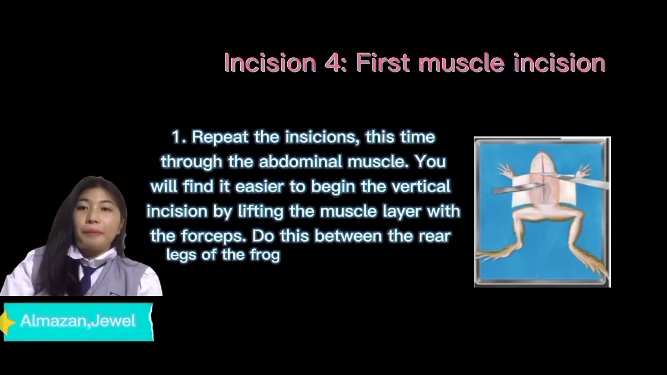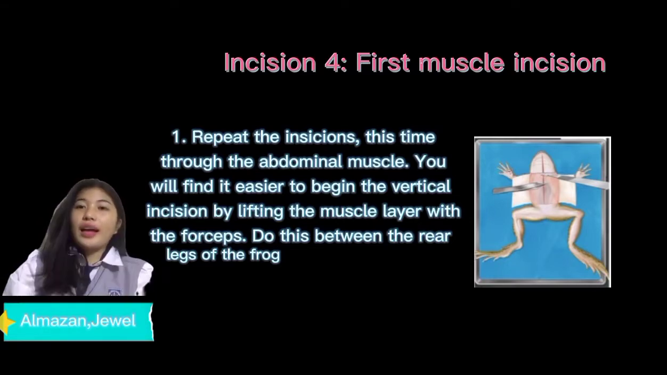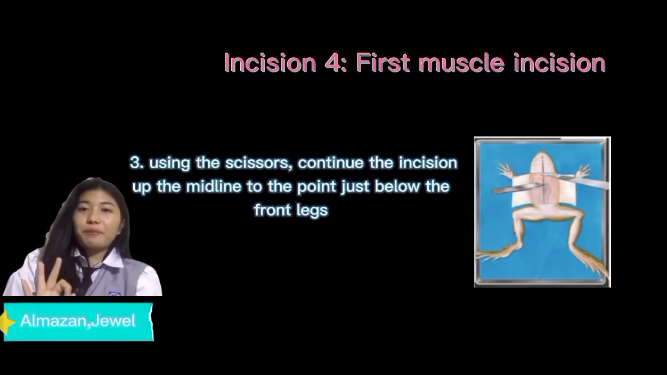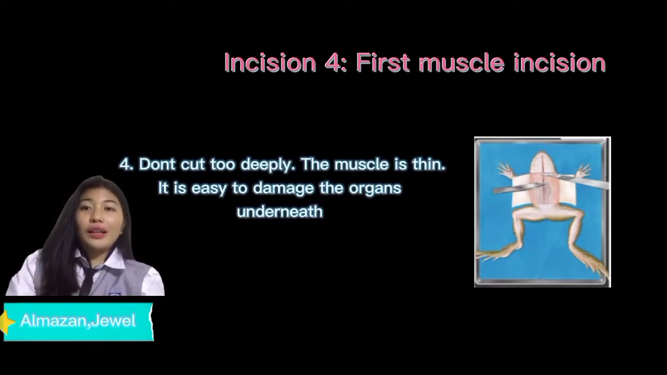First step. Repeat the incision. This time, through the abdominal muscle, you will find it easier to begin the vertical incision by lifting the muscle layer with the forceps. Do this between the rear legs of the frog. Second, make a small cut with the scalpel. Third step. Using the scissors, continue the incision up the midline to a point just below the front legs. Fourth, don't cut too deeply. The muscle is thin, it is easy to damage the organs underneath.